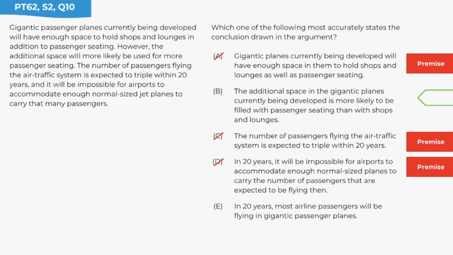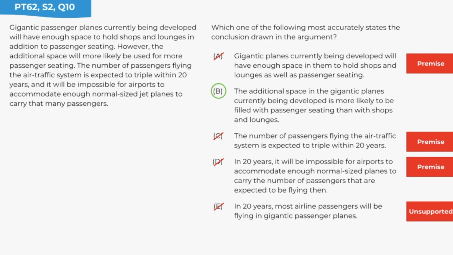Well, we don't actually know that. We do know that gigantic passenger planes are coming and that the number of passengers is expected to triple within the next 20 years. And that it's impossible for airports to accommodate enough normal-sized jet planes to carry that many passengers. But it could be a mix of gigantic passenger planes and normal passenger planes. And to say where the majority of passengers will be, which kind of plane, is simply unsupported by the argument here. So let's choose answer choice B.